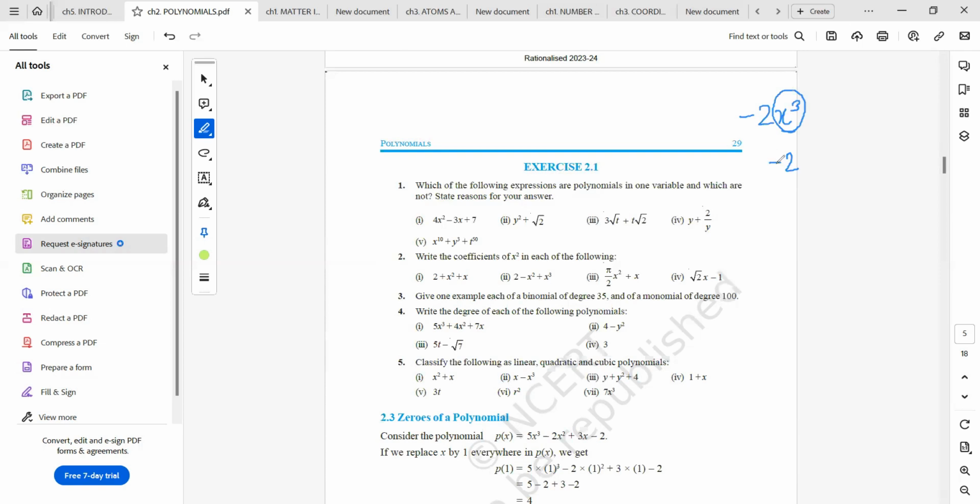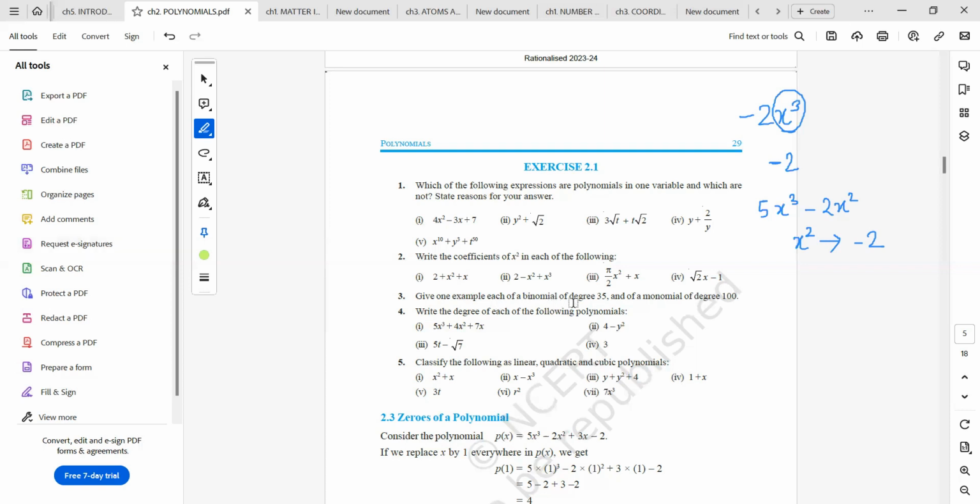You also need to include the sign. If I have 5x cube minus 2x square, what is the coefficient of x square? Minus 2. Okay? Because you also need to include the sign. It is multiplied with minus 2. So that is the way you can do all these questions.